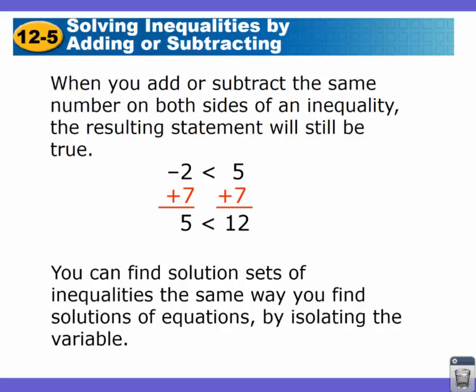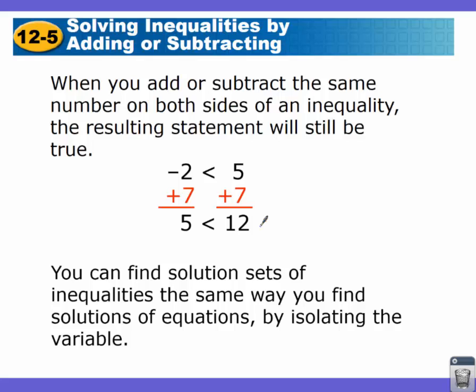In this particular slide, it says when you add or subtract the same number on both sides of an inequality, the resulting statement will still be the same. So when we look at this first statement, we've got -2 is less than 5. That is a true statement. So if I were to add +7 to both sides, we end up with a statement that says 5 is less than 12. And we notice that that is also true.